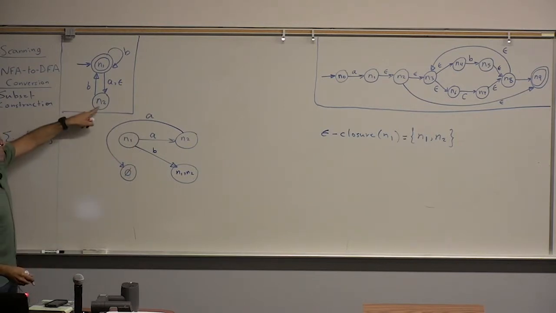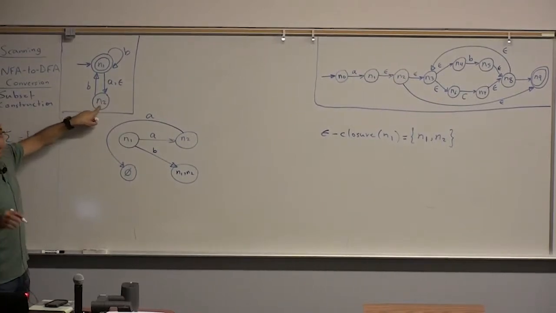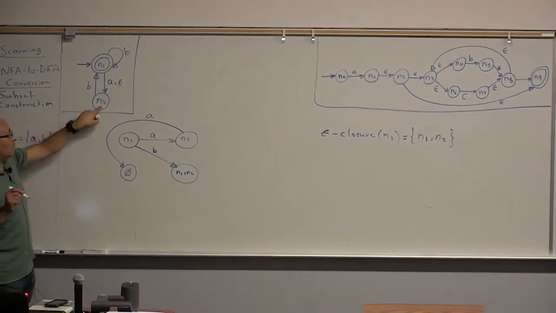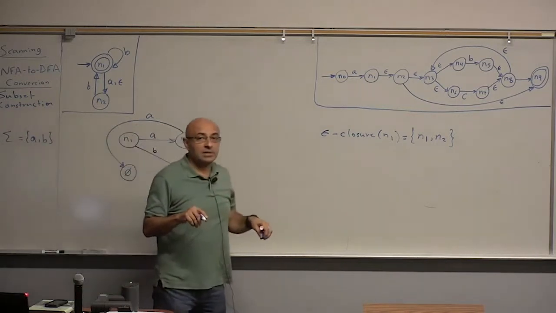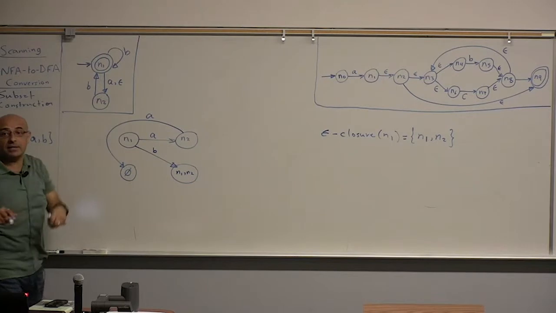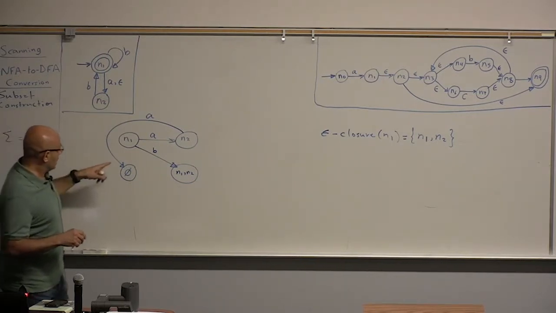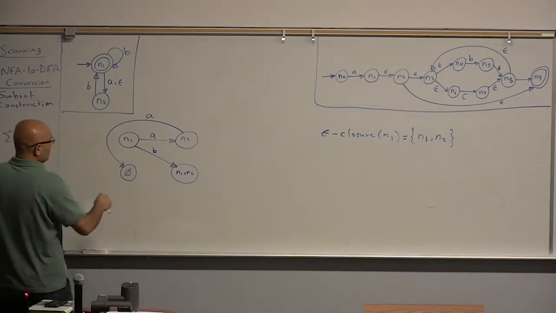Okay, and what's the epsilon closure of N2? Just N2. N2 only, right? N2 by itself, because there are no outgoing edges with an epsilon out of N2. So the epsilon closure of N2 is N2 itself. The epsilon closure of N1 is N1 and N2. Okay? Now, this is for an A.